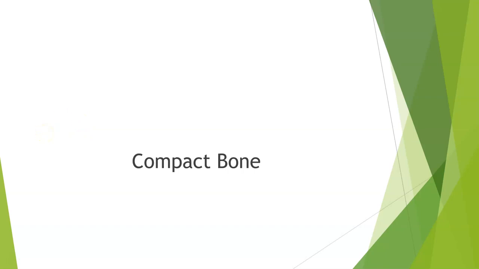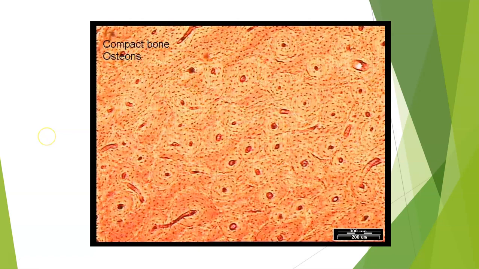So if we remember, we talked about compact bone and spongy bone at the beginning of the semester. So I want to take a deep dive into the architecture of compact bone. And we can see it here. And what I want you to take note of is there's little red dots in here, and those represent blood vessels that actually run through the bone.